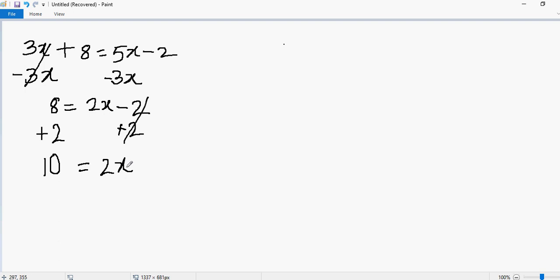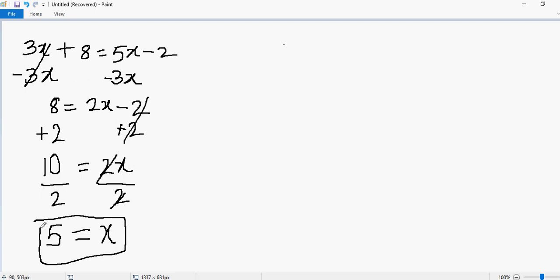Now still, I have 2 with x and I want x by itself. So since 2 is in multiplication with x, I have to divide this time. So I will divide this by 2 on both the sides. Now 10 divided by 2 will be 5, is equal to, 2 and 2 cancel out each other, so I have x remaining. That means the value of x is 5. Or you can just write x on the left-hand side and 5 on the right-hand side, so the value of x will still be 5.